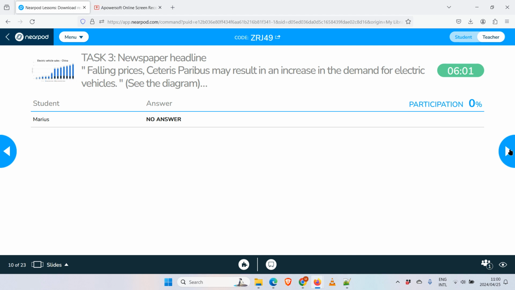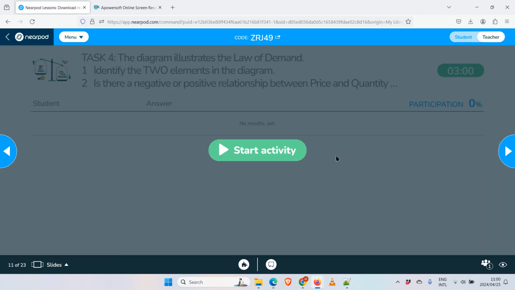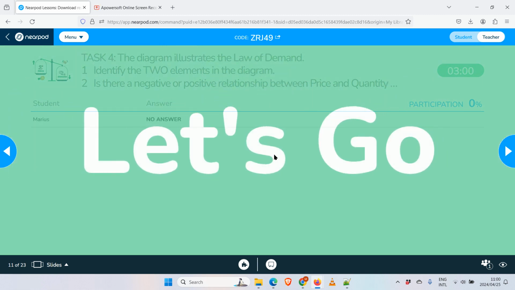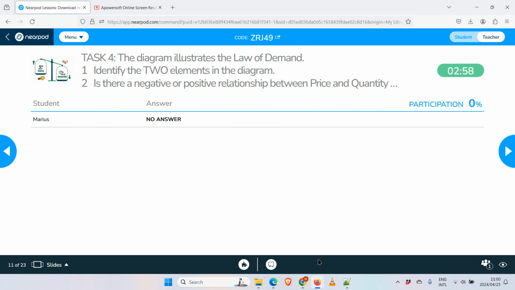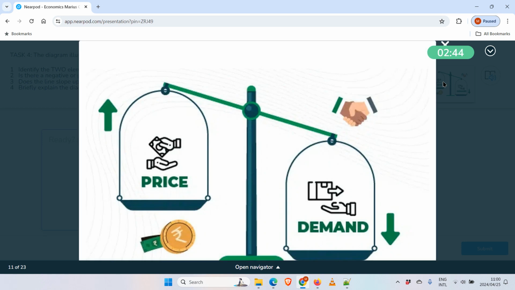Okay, so back in the teacher's slides. When this activity is completed, the teacher may want to have a look at the student answers and maybe discuss their answers. Let's go on to our next task for this lesson. In this task, we're looking at the law of demand. There's a diagram that illustrates the law of demand, and there are some questions about it.